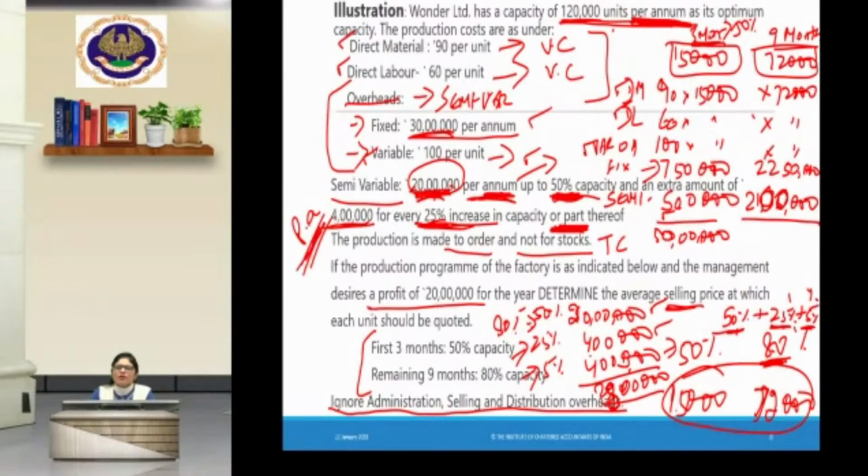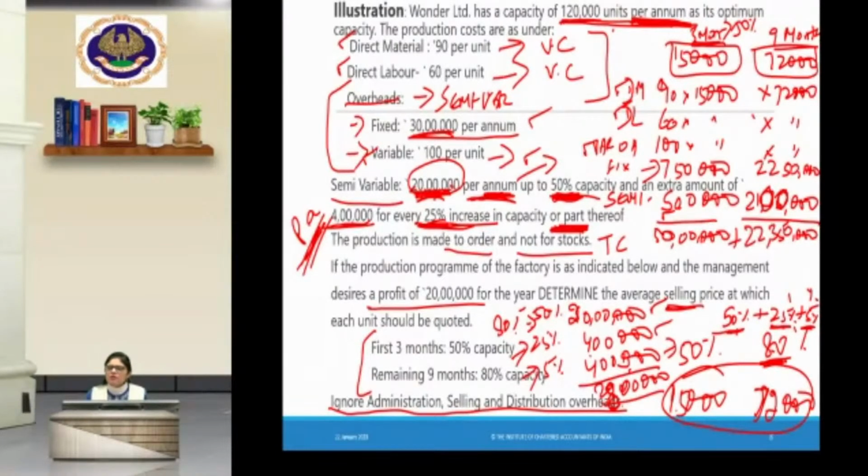All right. For every 25% increase, it is an additional 4 lakh per annum only. It will be per annum. That's why we have made it proportional for 3 months and 9 months. I hope you have understood this. What is the total? Okay, 22,35,50,000. Clear? So this is the total cost.